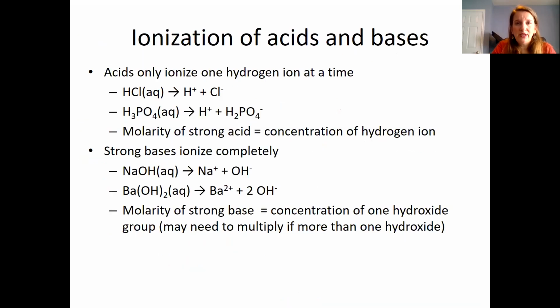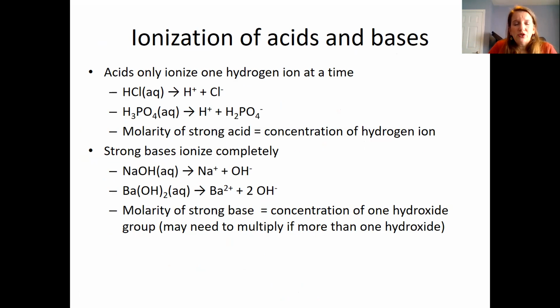Now, acids are only going to ionize one hydrogen at a time. If we have phosphoric acid, H3PO4, it's only going to ionize that one hydrogen first, and you'll be left with H+ and H2PO4-. Bases, though, ionize everything completely. They're going to break apart into that metal cation and your hydroxide ions.